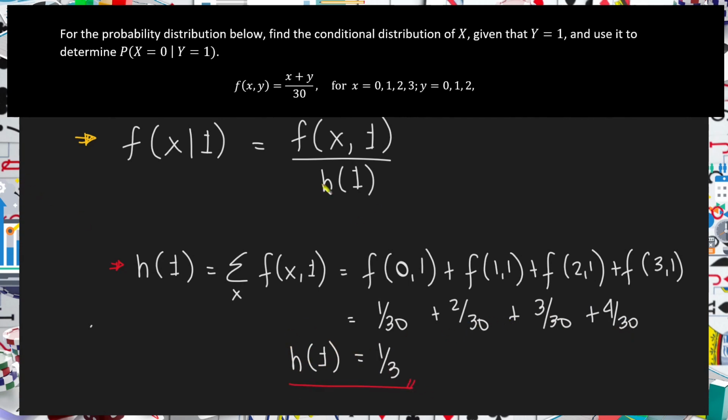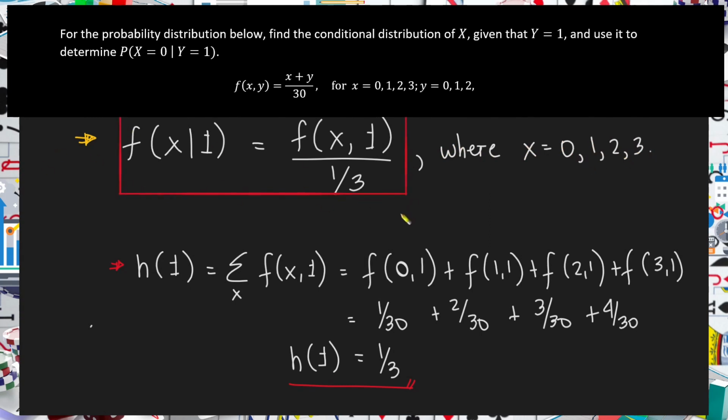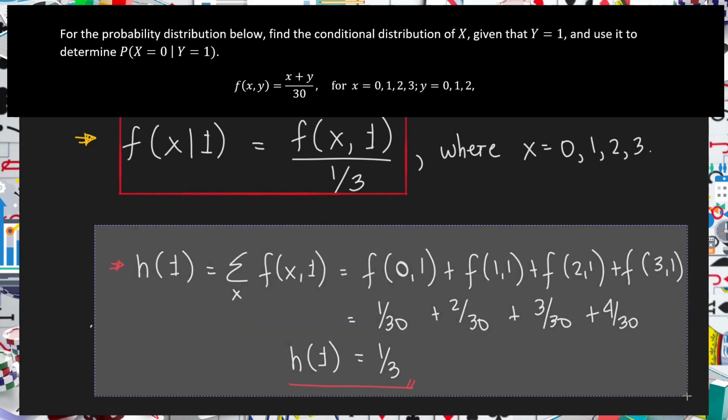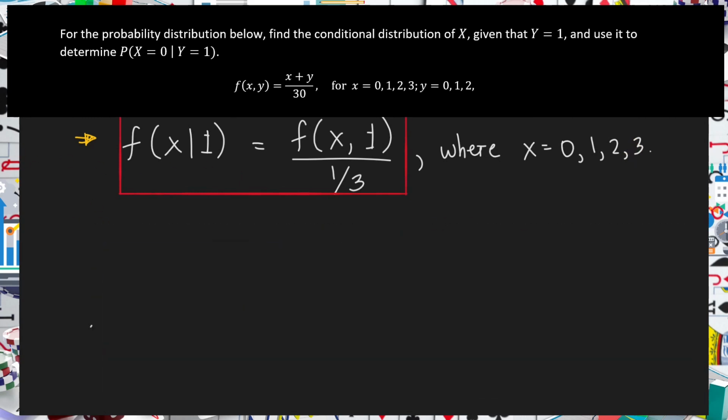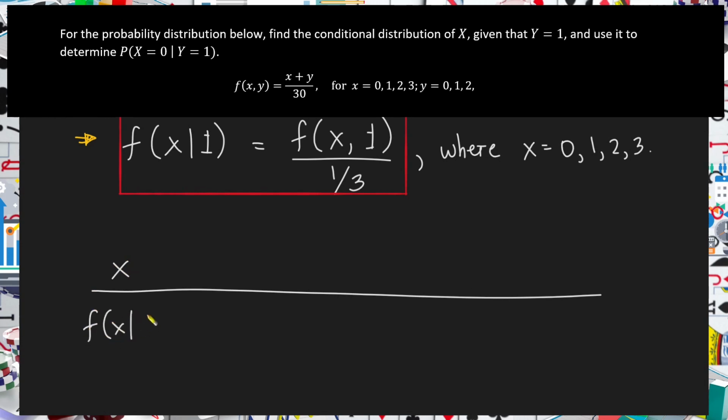So ito na yung magiging denominator natin dito. Okay? Therefore, the conditional distribution of x given that y is equal to 1 will be equal to f of x, 1 over 1/3. Since this is discrete, we can summarize our probability distribution in a table. Dito sa first row natin, ilalagay natin yung values ng x, and then for the second row, we are going to write the conditional probability f of x given 1.